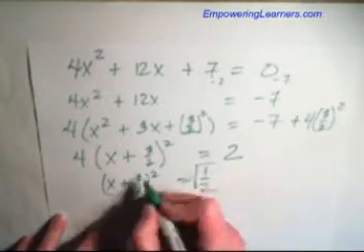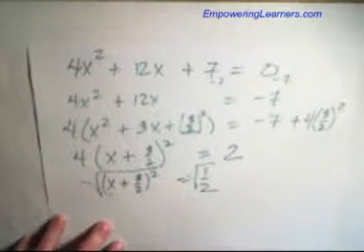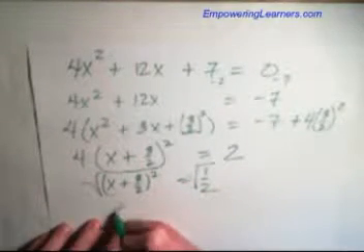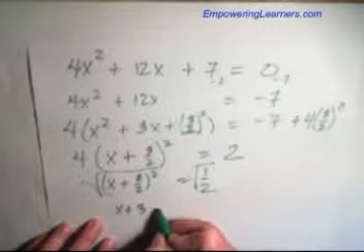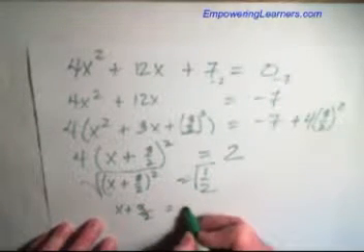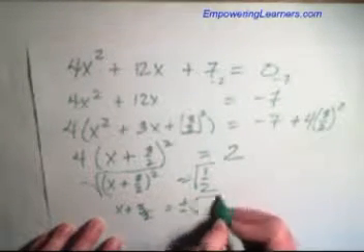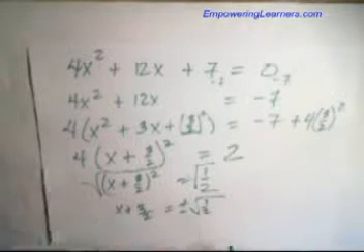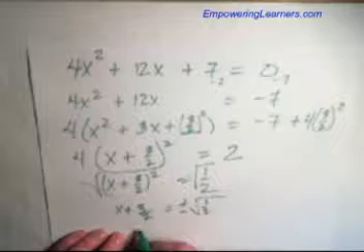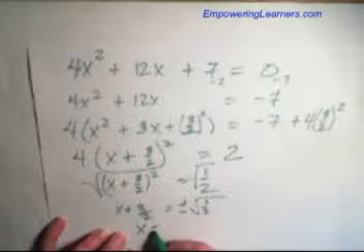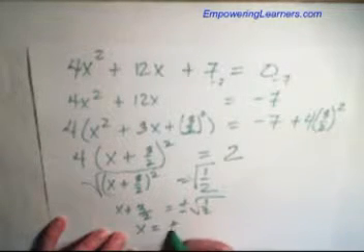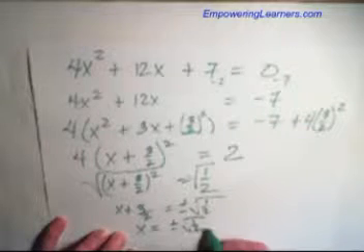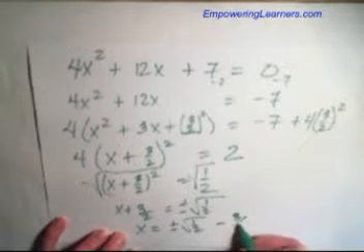And let's square root each side, right? And now you get x plus 3/2 equals plus or minus the square root of 1/2. Okay, that's not a perfect way to put it, but it works. And we're going to just subtract the 3/2, right? So we get plus or minus the square root of 1/2 minus 3/2.